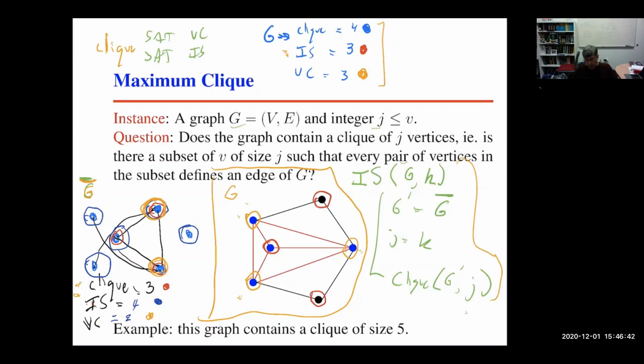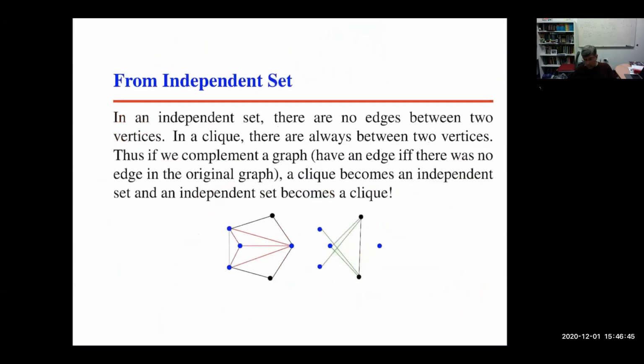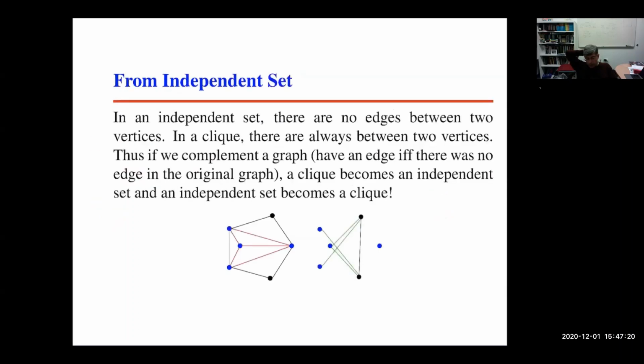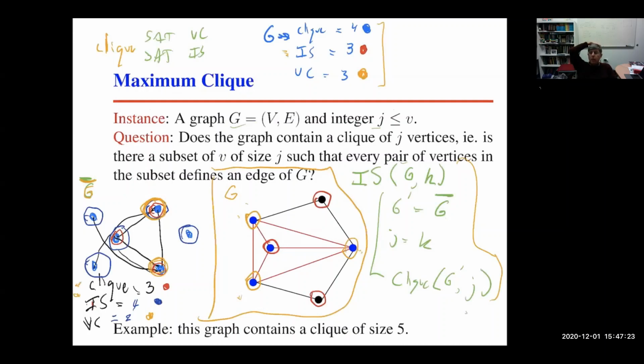Let's go back now. Let's see if there's anything I want to say. Well, basically, I just said that whole thing. Right, I think I got that right. Okay, good. So the relationships are that if we have a vertex cover C in G, the vertices minus that cover is a clique in G prime. And that if C is a clique in G, then V minus C is a vertex cover in G prime. I can't read very well, but I look at the pictures and I see it and I understand it. Any questions about that?